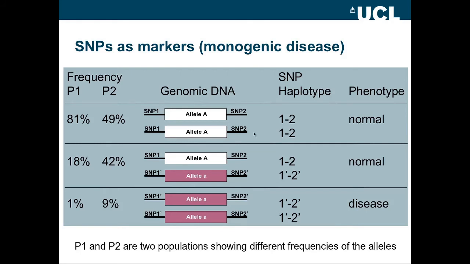Now, if we have these two SNPs that are either side of these two different alleles, we can identify those SNPs, identify the fact that they're in linkage disequilibrium, and link those to the disease status.